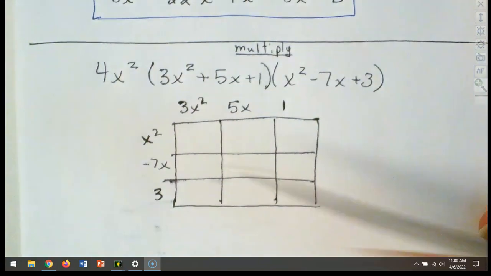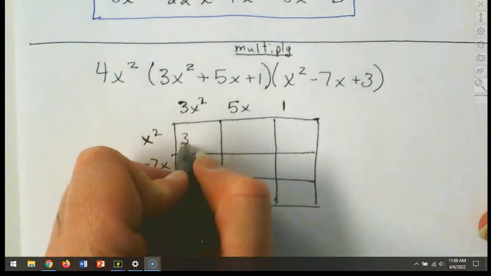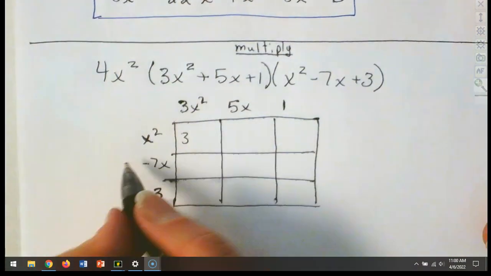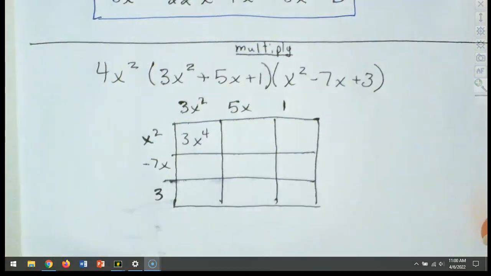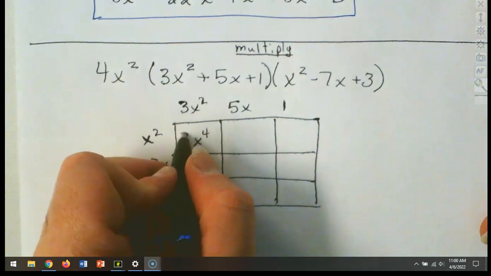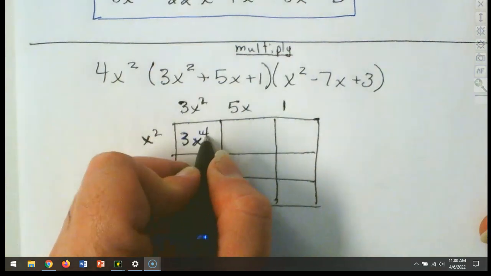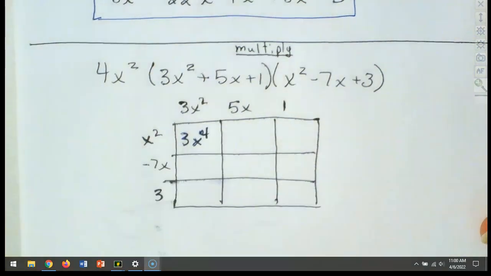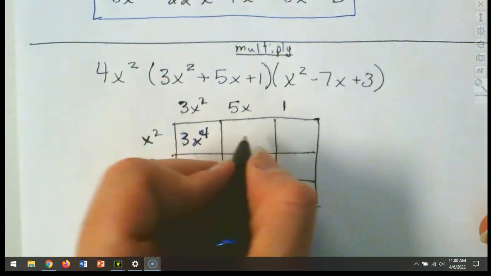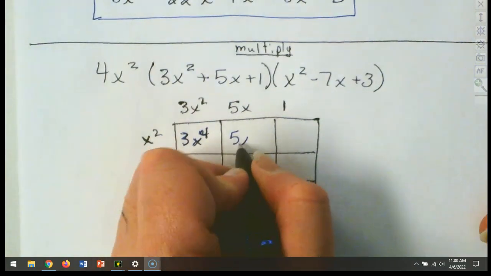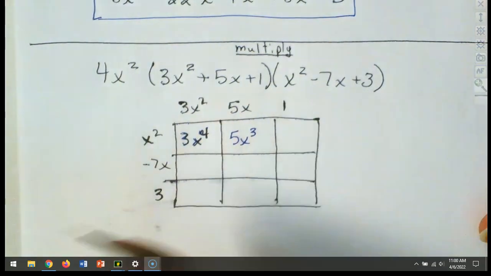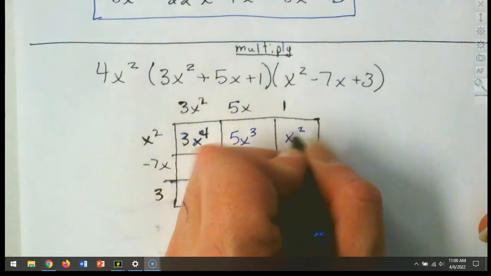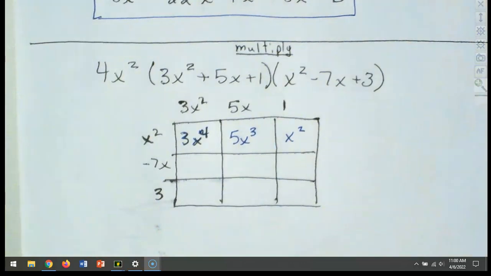So 3 times that 1 out in front. That makes it just a 3. X squared and another x squared makes it x to the 4th. So we've got 3x to the 4th there. The next one, we've got x squared times 5x. So that's a 5x cubed. X squared times 1 is an x squared. Is everyone okay with that so far? Yeah. Yep. If I make a mistake, be sure and tell me.